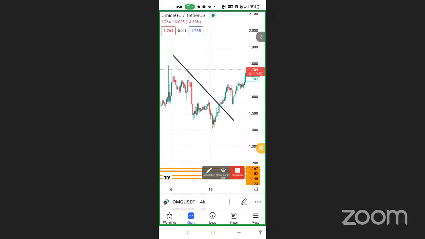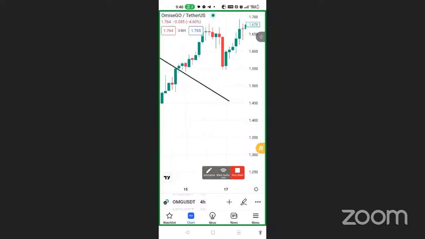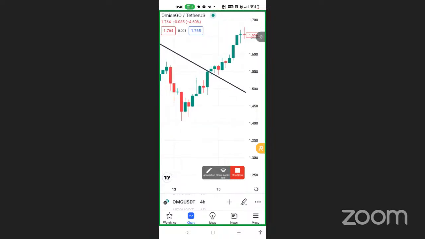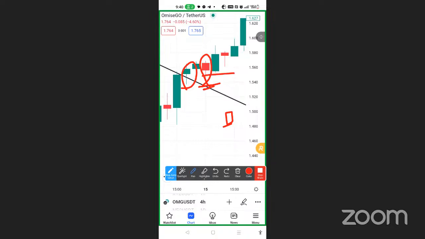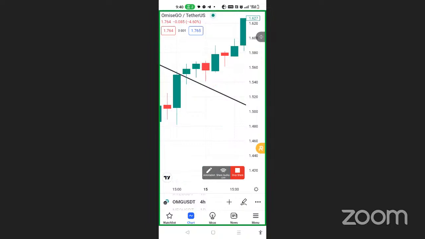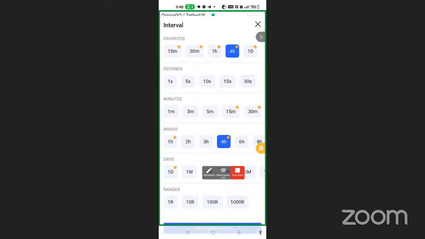Now, what I could see if I widen my screen is that this is a breakout candle, and this is a test candle. It is trying to test this line. So when this test candle closes, I make my entry. So I do it in the 4-hour time frame. Then I'll go and check in the 30 minutes.